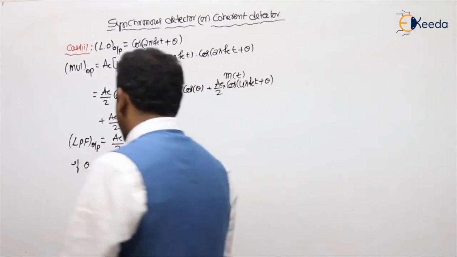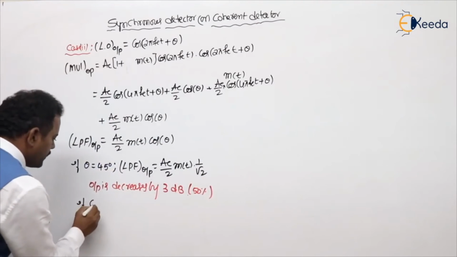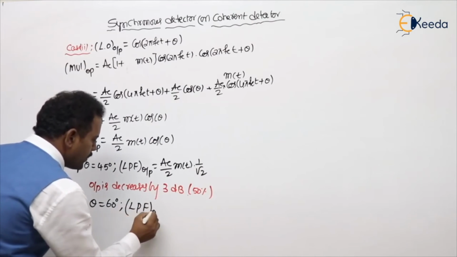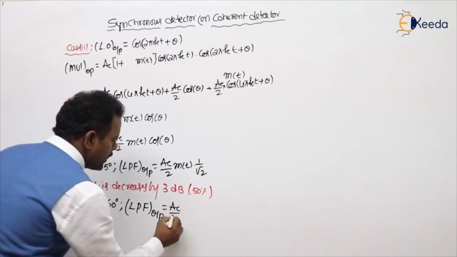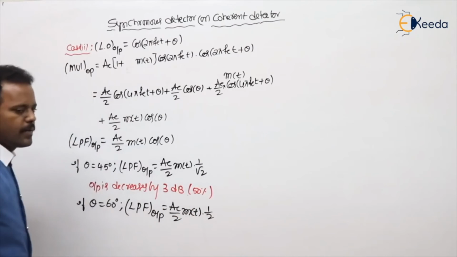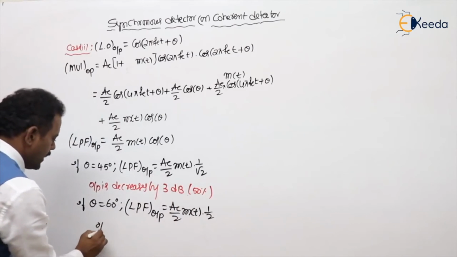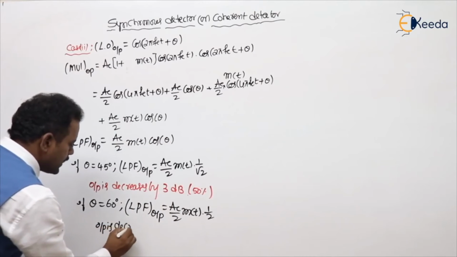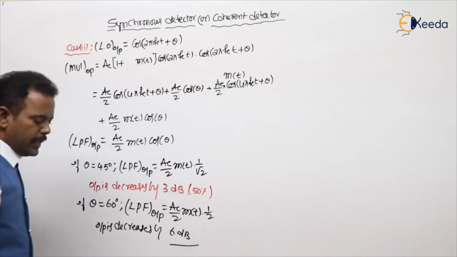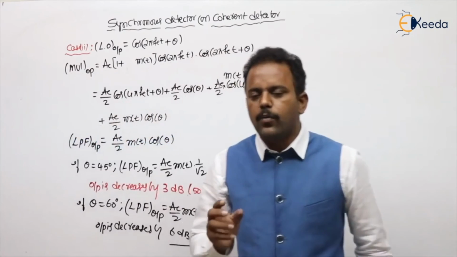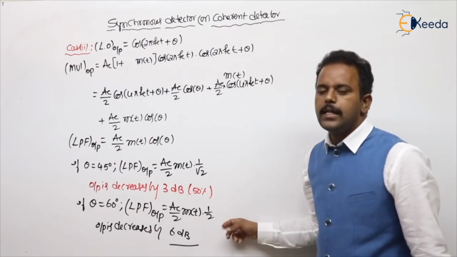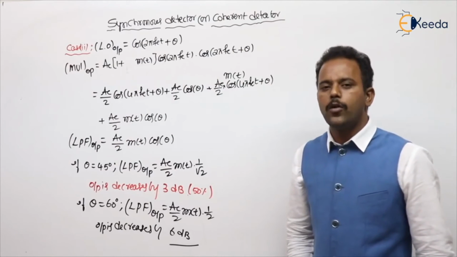In a similar manner, for example, if θ is 60 degrees, then the low pass filter output is Ac by 2 into m(t) into cos 60, which is 1 by 2. So the output decreases by 6 dB. Meaning, in the original case, if you are getting 10 watts of output, in this case you will get 2.5 watts of output.